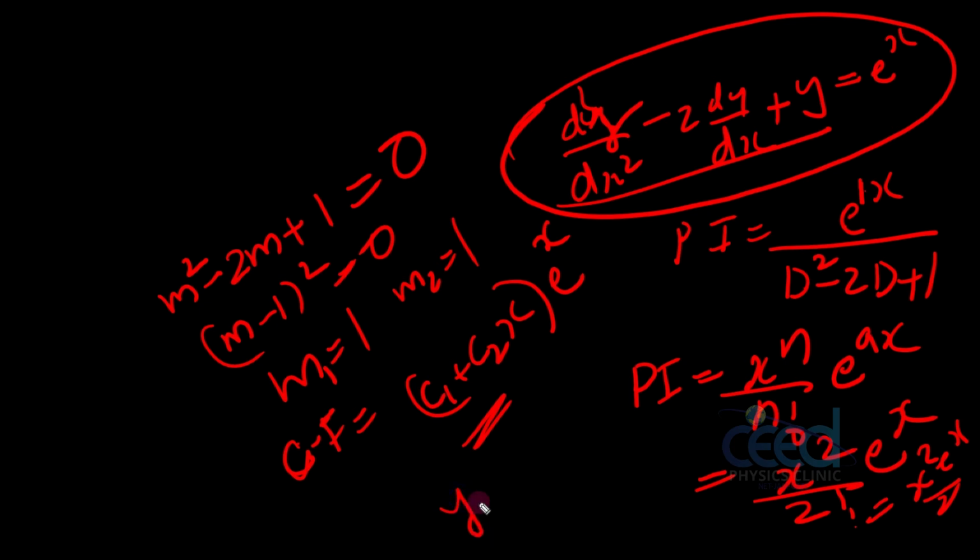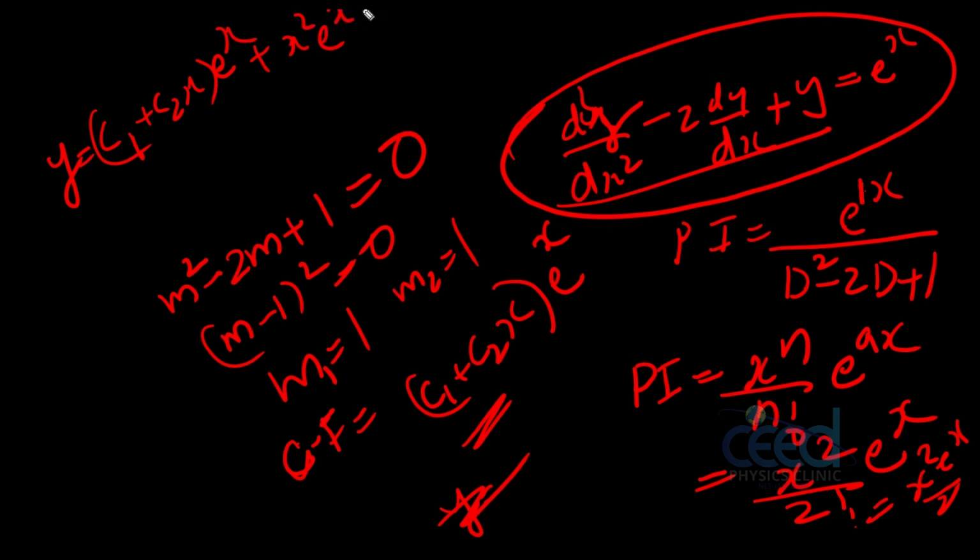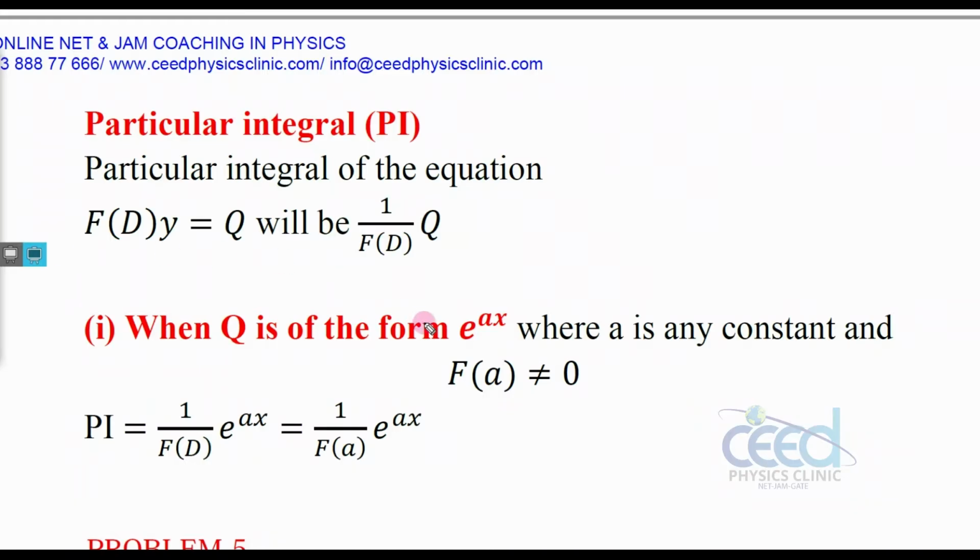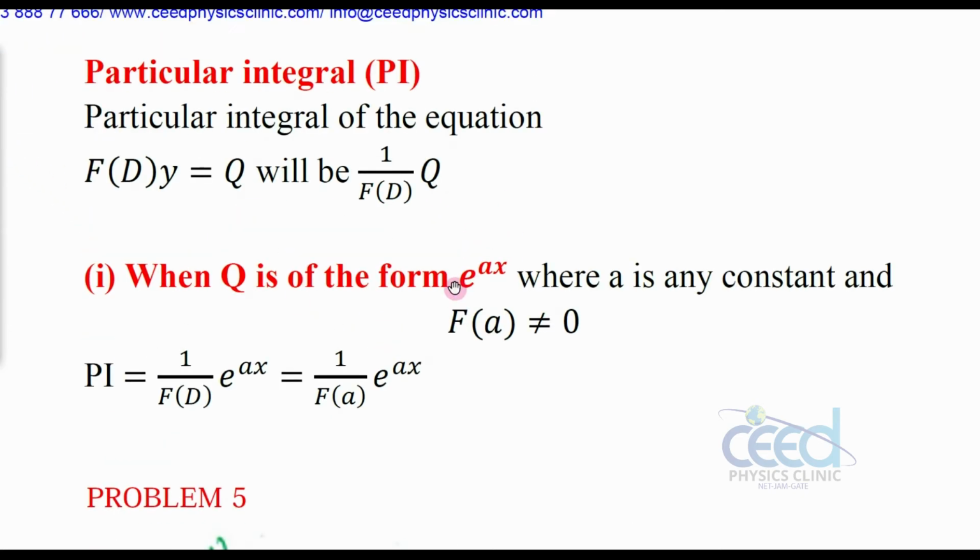So our total solution will be y is equal to c1 plus c2 x into e raised to x plus x square e raised to x divided by 2. So this will be the final solution. So this is the method when e raised to ax comes on the right side of a differential equation. Let us go to the main board. Here I have mentioned the method.